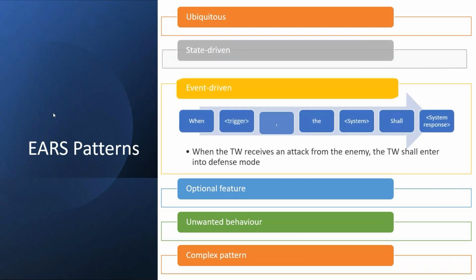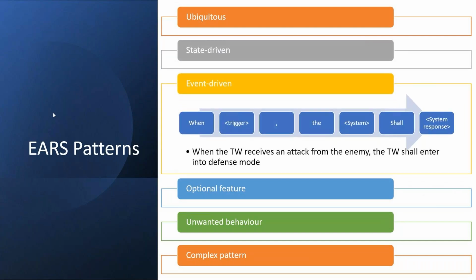The next example are the event-driven requirements, which are, let's say, a more atomic reaction of the system to a given trigger. This trigger is a discrete event, like when the Temperature Warrior receives an attack from the enemy, which is at a very specific moment in time, then the Temperature Warrior shall enter into defense mode. So it is a discrete event, as I said.